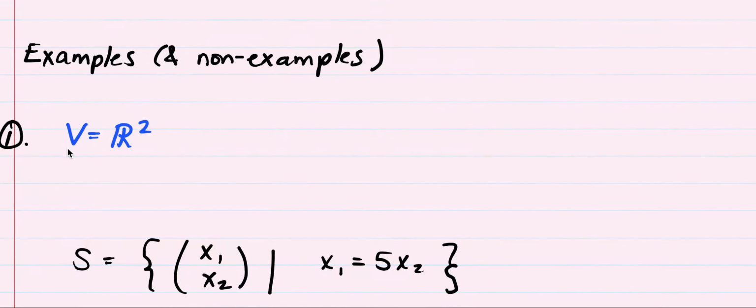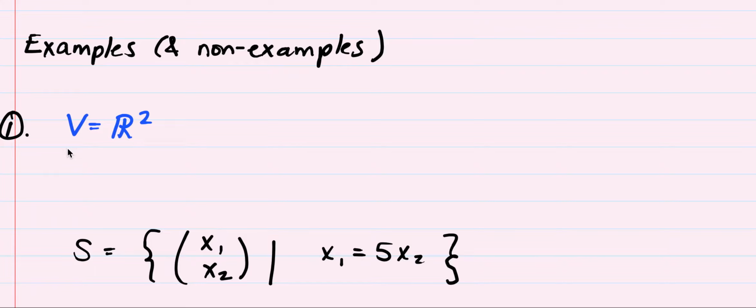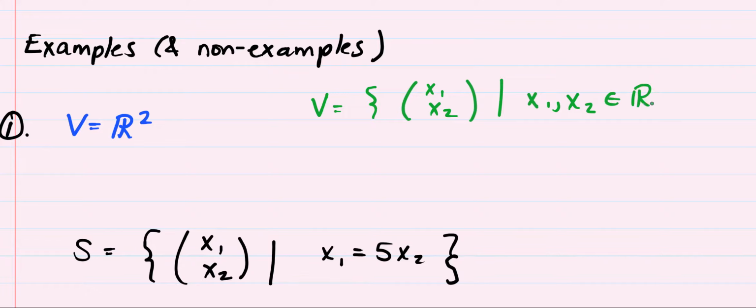Let's look at some examples and some non-examples. Let's start with the vector space R2. Now, this vector space, in set notation, you can think of it as all the vectors x sub 1, x sub 2, where x sub 1, x sub 2 belong to the real numbers. And if I don't specify what the scalar multiplication and the vector addition are, then you assume that it's just the normal scalar multiplication and vector addition that you're familiar with.